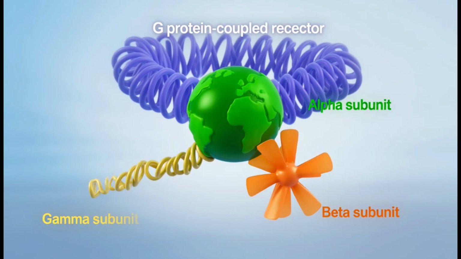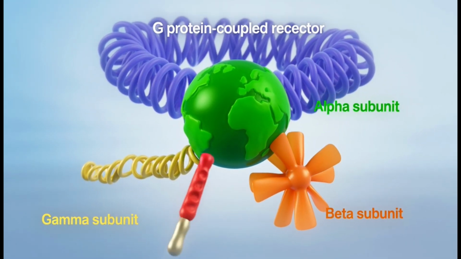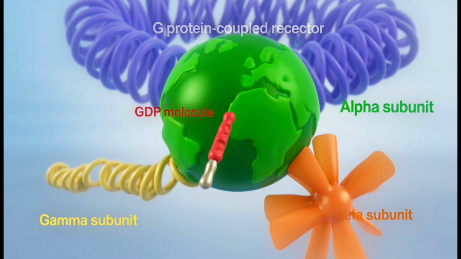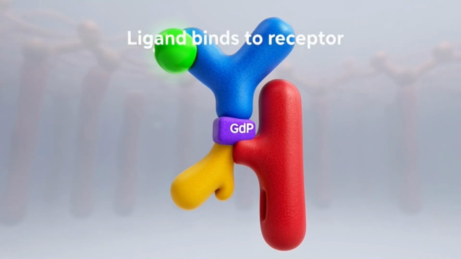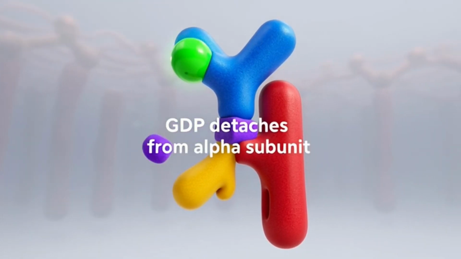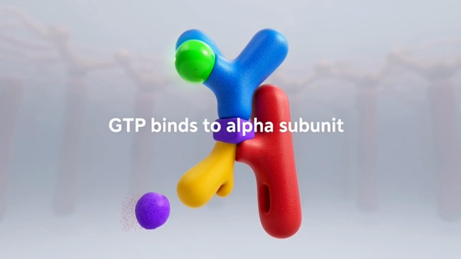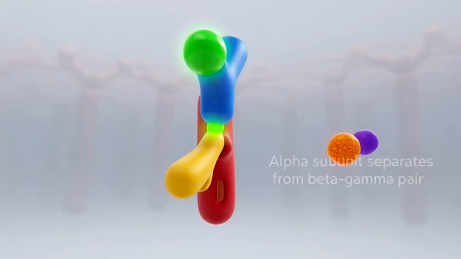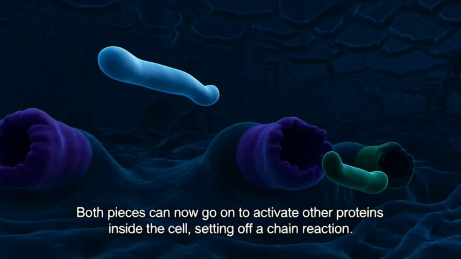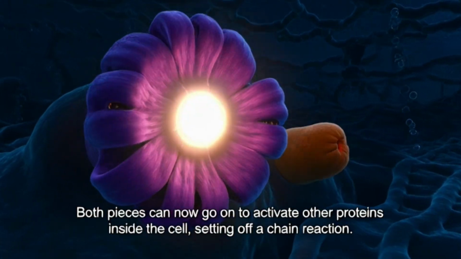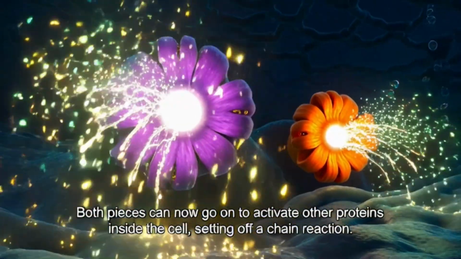In its resting state, the alpha subunit holds onto a molecule called GDP. But when a ligand binds to the receptor, the alpha subunit trades that GDP for GTP, and this swap causes the alpha subunit to break away from the beta-gamma pair. Both pieces can now go on to activate other proteins inside the cell, setting off a chain reaction.